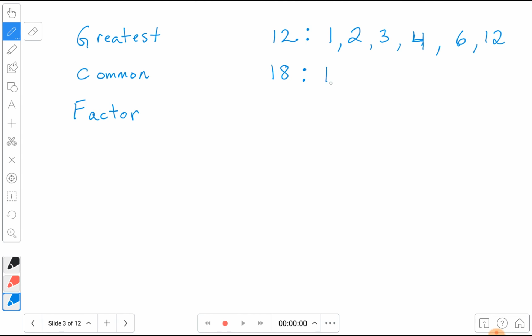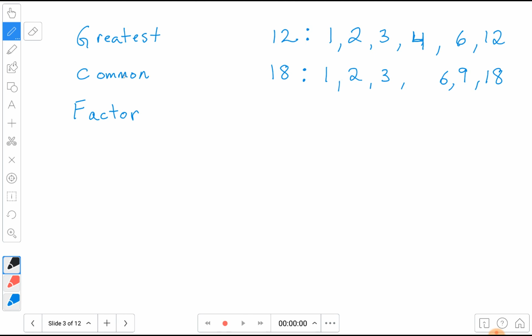I'll do the same thing for 18. We'll start with 1 and then 18. We'll leave some room in between. Next, I know that 2 times 9 gives me 18. 3 times 6 gives me 18. And there's a little gap here, and this happens a lot because really I'm just leaving room. I don't know how many factors are going to fit in between. So there's my list for 12, and there's my list for 18.